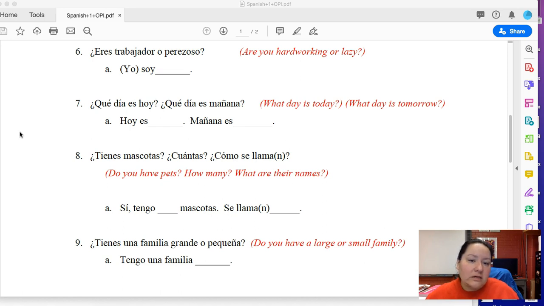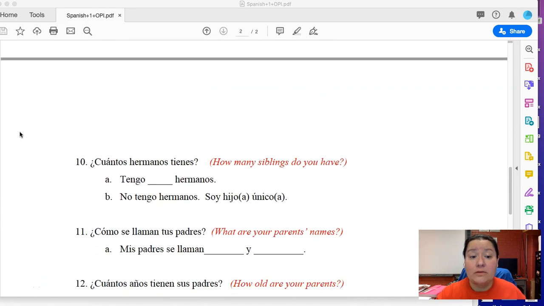So when I ask you, ¿tienes una familia grande o pequeña? Tengo una familia, and then you need to choose an adjective to describe your family. Moving on to number 10 on the next page.